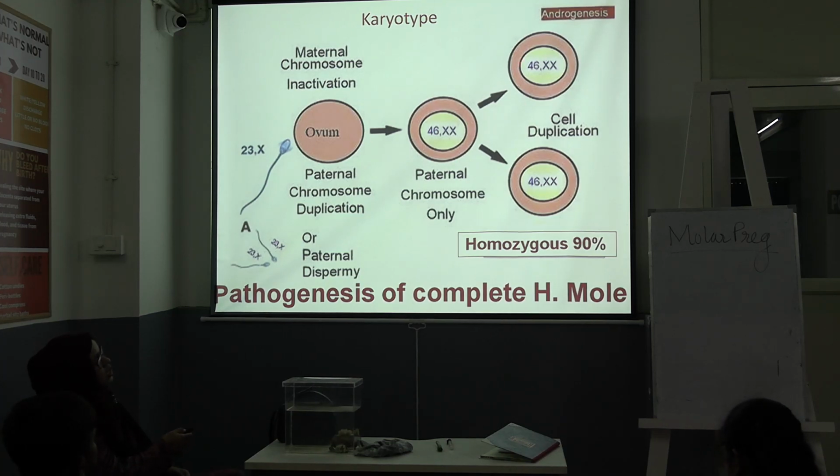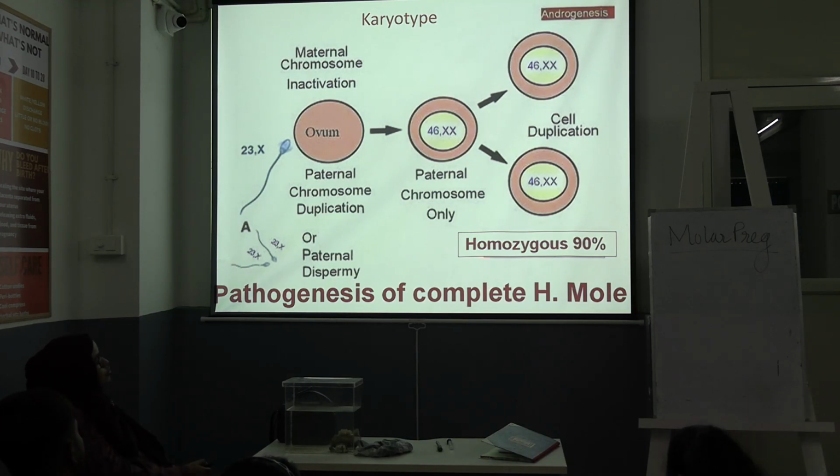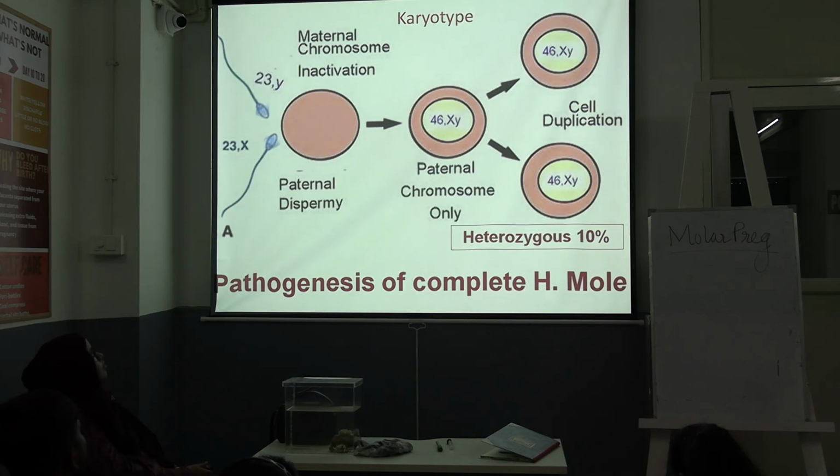So the karyotype in complete mole is 46XX or 46XY. Most common is 46XX. There is an MCQ question in your NEET PG, which is the most common karyotype of complete mole. The answer is 46XX. That is 90% of cases, and in 10% of cases it can be 46XY. And this is homozygous because it is paternal chromosome duplication.